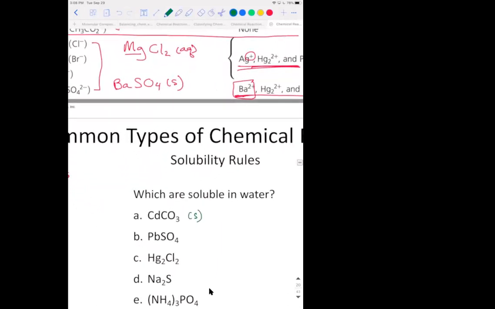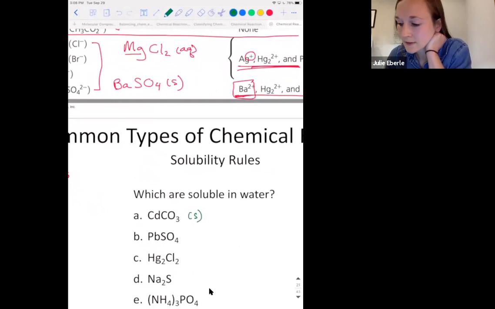So does it have to be on that chart that you just showed us to be soluble? Yes. Okay, thank you. So this would not be soluble in water.